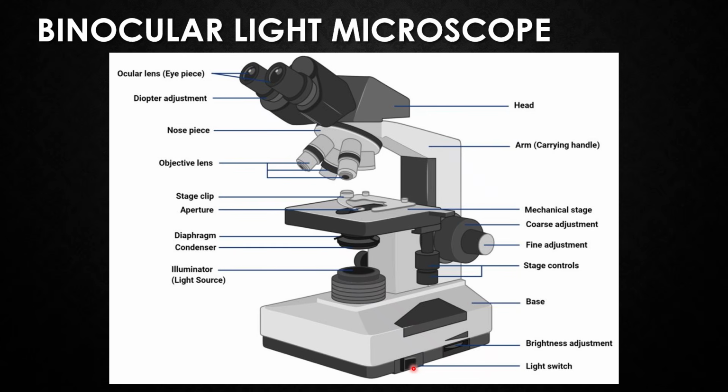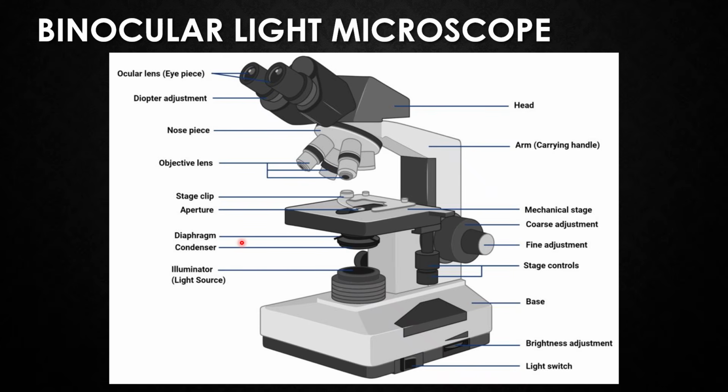And the next is the light switch. The light switch is present at the bottom right side of the microscope. And next one is the brightness adjustment. This part is the brightness adjustment. It is present near the light switch and helps in the adjustment of the brightness of the light in the microscope. The next one is the illuminator, the light source, located below the specimen. Above the illuminator, the condenser is present. The condenser focuses the light through the specimen.